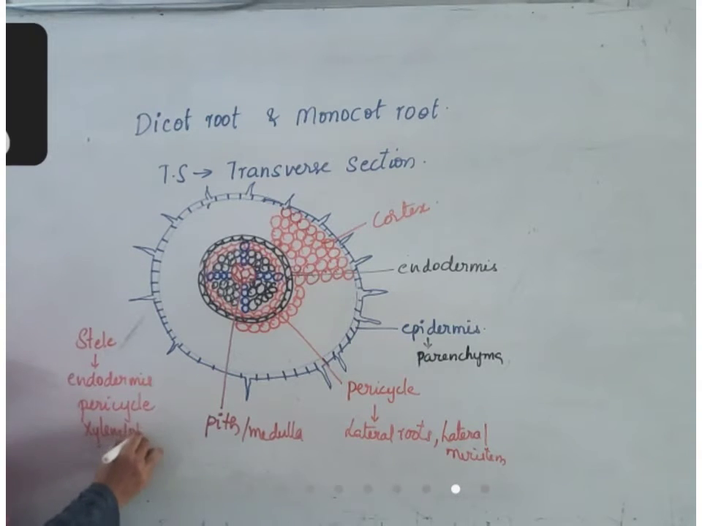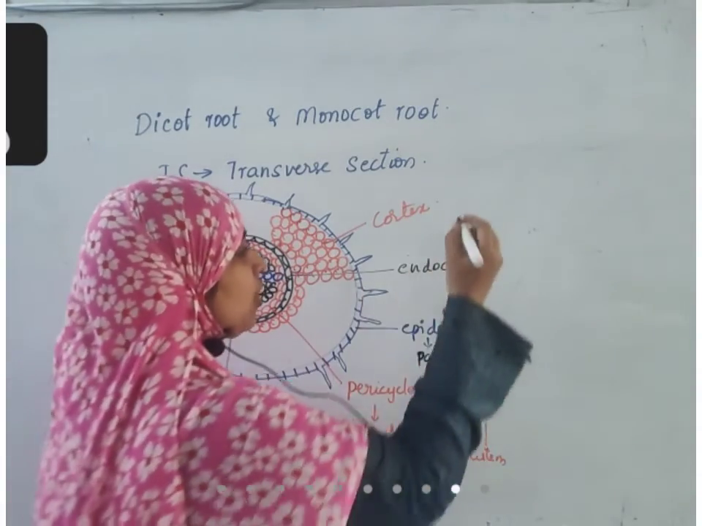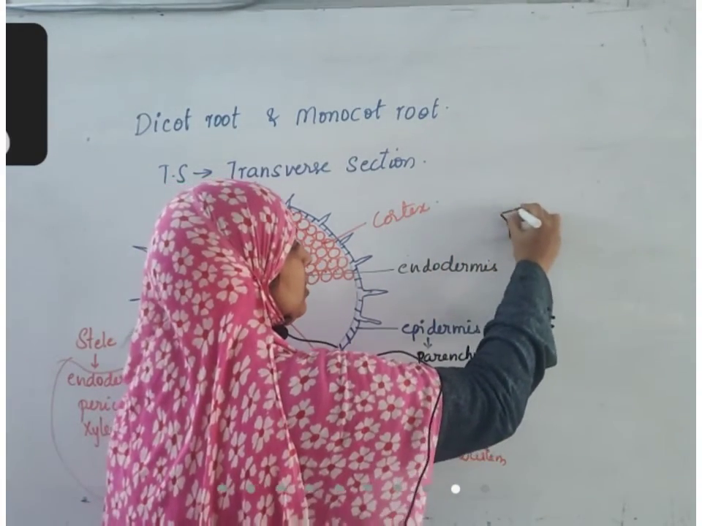Xylem, phloem, pith. All these are together called as stele. And one thing about this endodermis. In endodermis tissue, this is endodermis tissue.